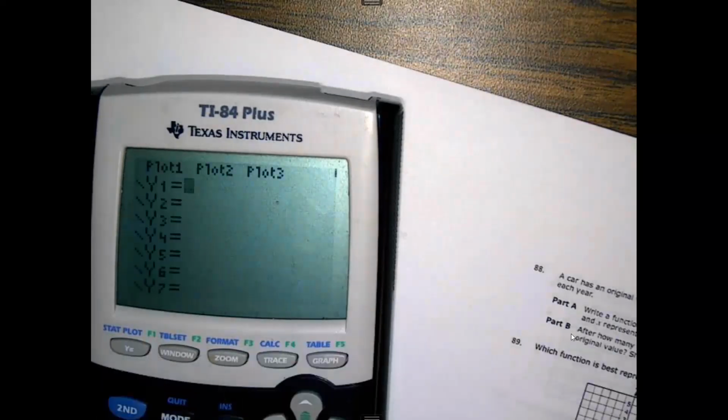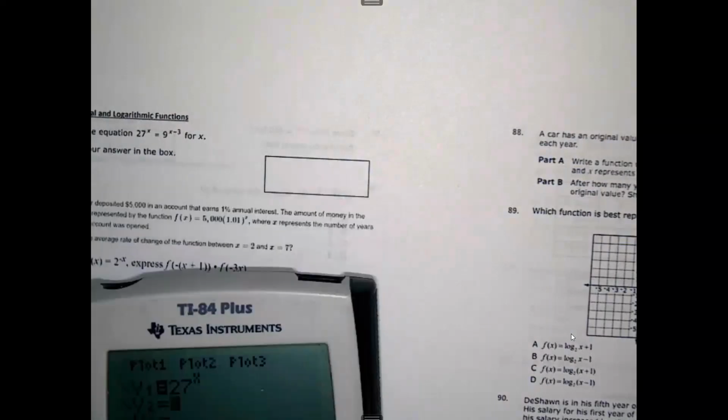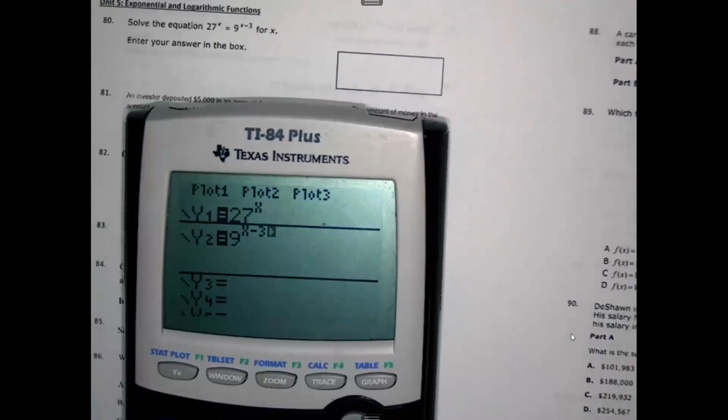So we're going to go to y equals and type this in: 27 to the x and 9 to the x minus 3. Not quite yet, we're just going to hit the graph button. We just want to see it.